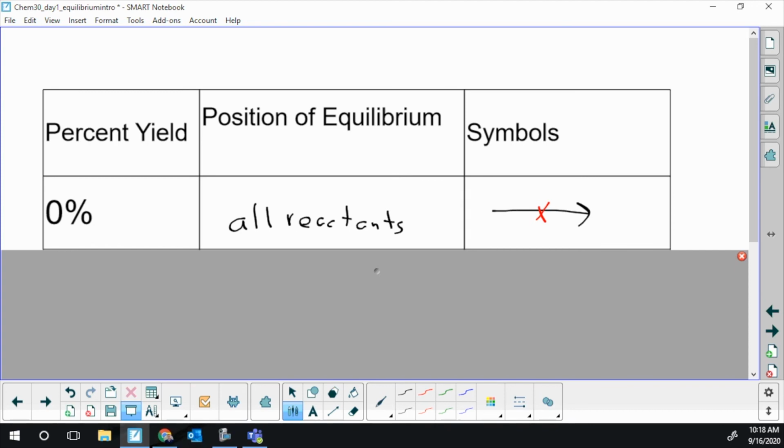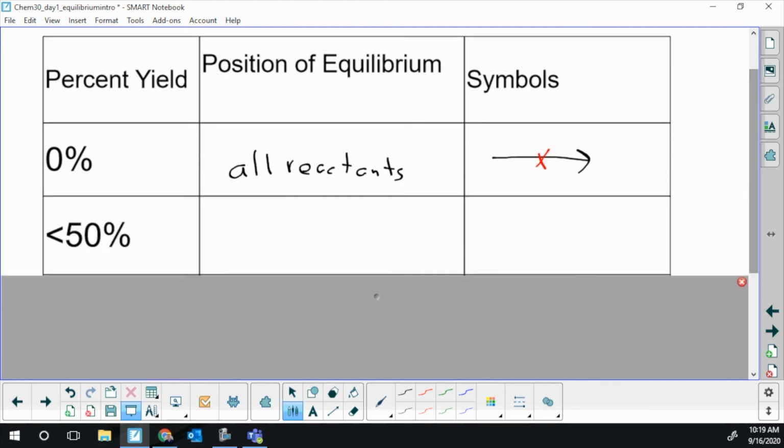In a later unit, in redox, some reactions don't occur, and we call them non-spontaneous. This would be a reaction that's non-spontaneous, that doesn't occur. So not going to study much there. This is going to be half of our world for the next week or two. Less than 50%. So the reaction went 5, 10, 15, maybe 20%. Just a little bit. We call this reactants favored.